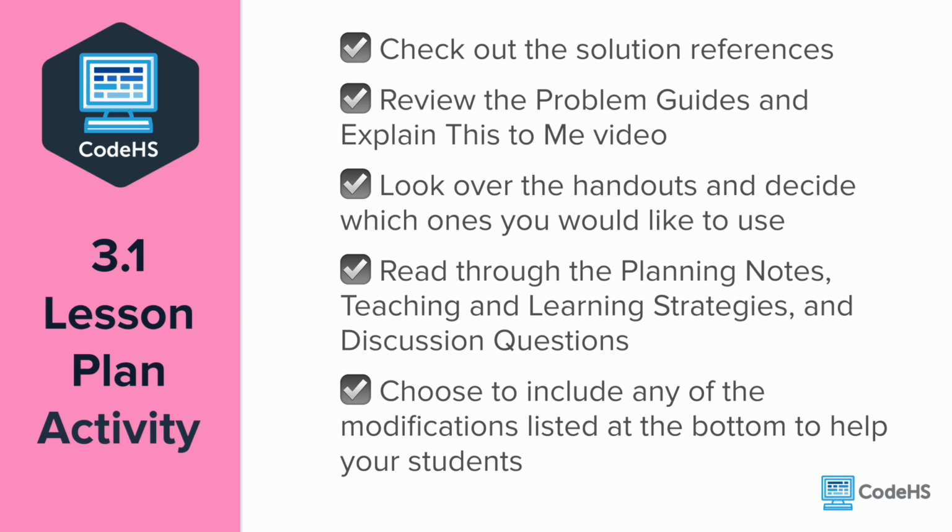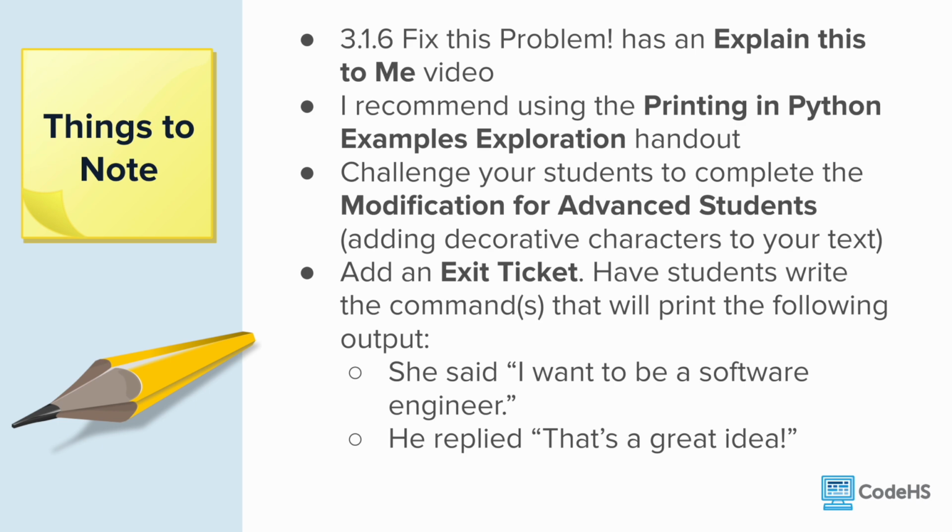After exploring the lesson plan, problem guides, and handouts, take a minute to reflect on the resources provided in the 3.1 free response activity. Here are some things I found while going through the lesson plan. 3.1.6 Fix This Problem does have an Explain This to Me video that you should check out. I also recommend using the Printing in Python Examples Exploration handout. Challenge your students to complete the modification for advanced students. Add an exit ticket. Have students write the commands that will print the following output.